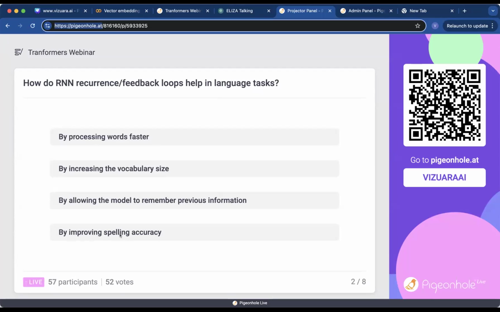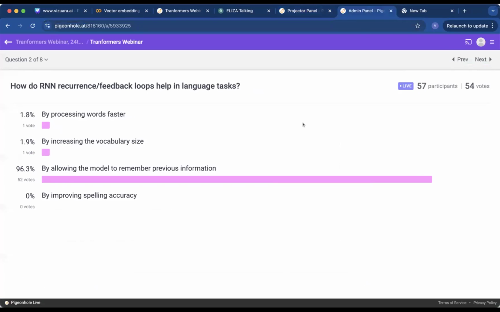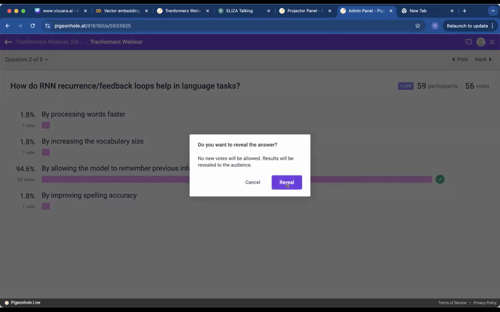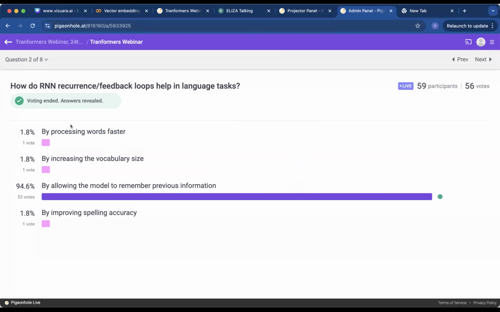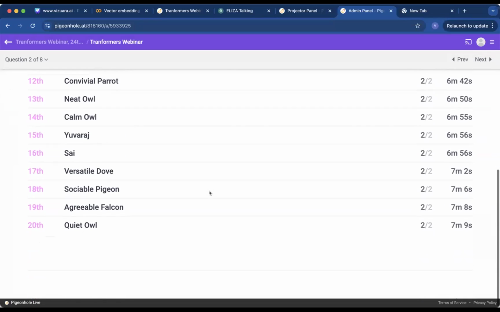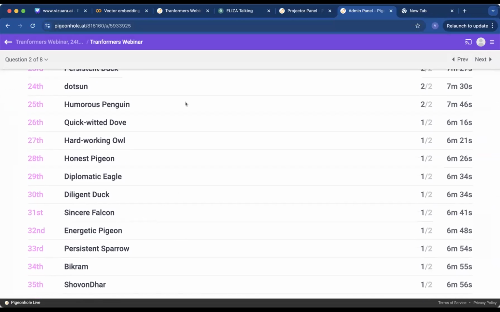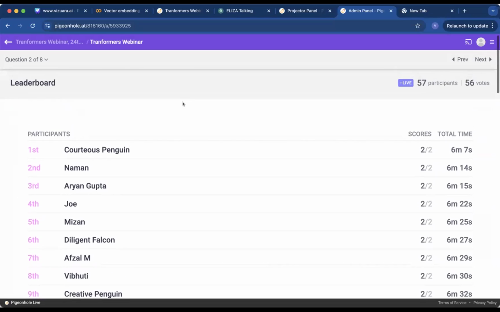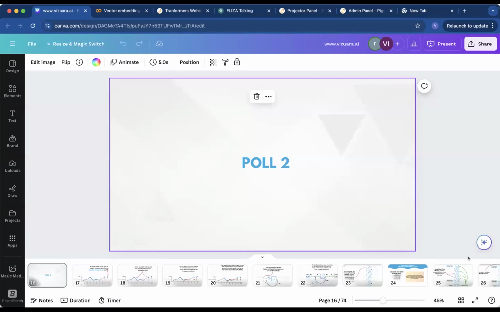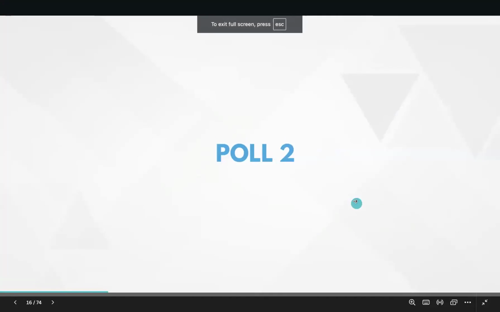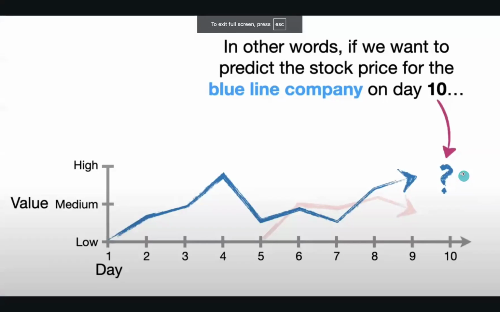So 54 votes, 52 votes. So let me show you the answer now. Here you can see that the correct answer was by allowing the model to remember previous information, and 94% of you have got it right. Voting has ended, answers have been revealed, and now we can see the leaderboard also. So let's see how many people have actually got all the questions correct. Now 25 people have got all the questions correct. And as you all correctly answered, it is because of the memory retention that RNNs are actually so good.